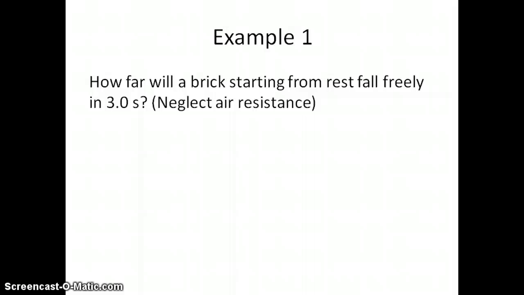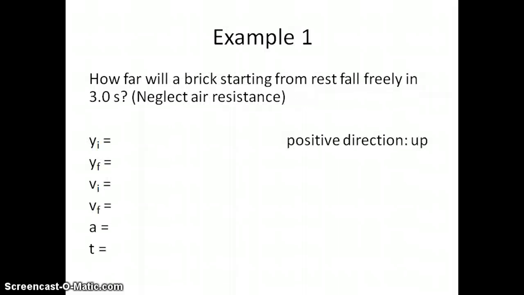Of free fall. So again, this is just like the horizontal motion, but we're going to do it in vertical. So the first example is: how far will a brick starting from rest fall freely in 3.0 seconds? And we're going to neglect air resistance. Now this seems like a pretty simple question, or at least it's short, and it is. So what are we going to start out with? We're going to start out with our list, right? We always start out with our list.